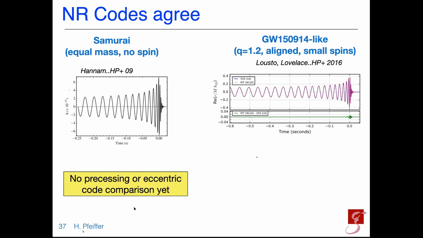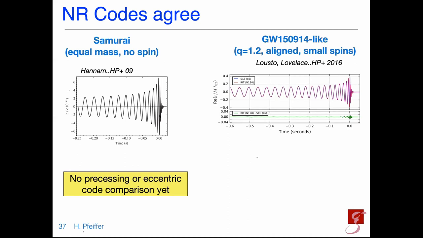I pointed out earlier that different numerical relativity codes agree. Here's a slide that just shows a few of these comparisons. The very first comparison against different numerical relativity codes was for the equal mass non-spinning case, where this plot shows several different waveforms. They're all within the same line thickness.